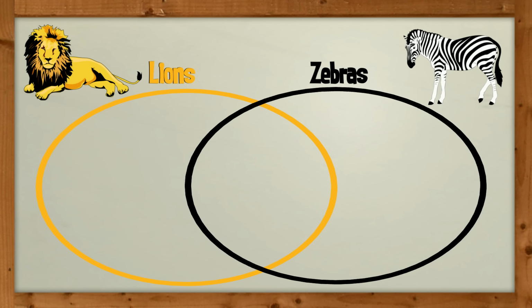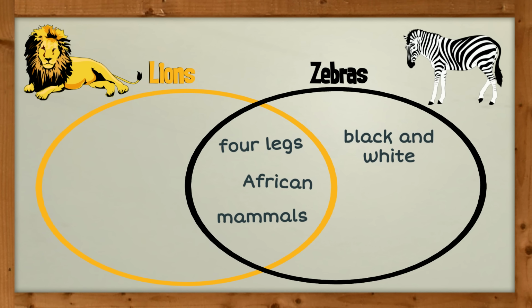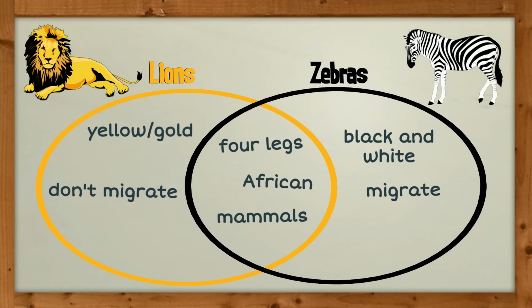We might note some similarities such as both animals have 4 legs, they're both found in Africa, and both are mammals. As for differences, zebras are black and white, lions are a yellowy gold. Zebras migrate, lions don't. Lions eat meat, they're carnivores, while zebras eat plants, they're herbivores.